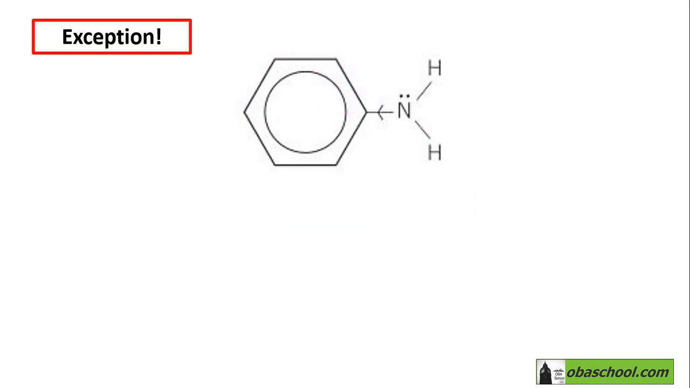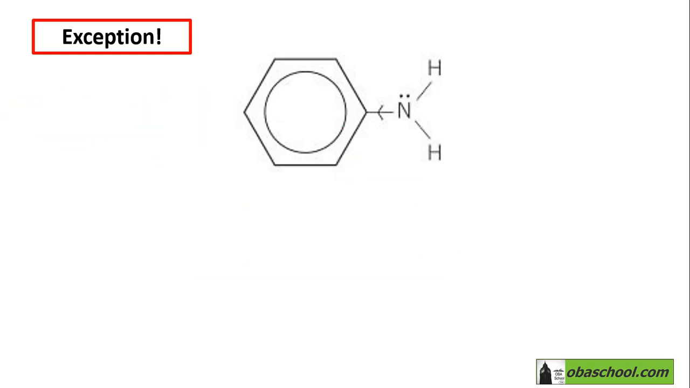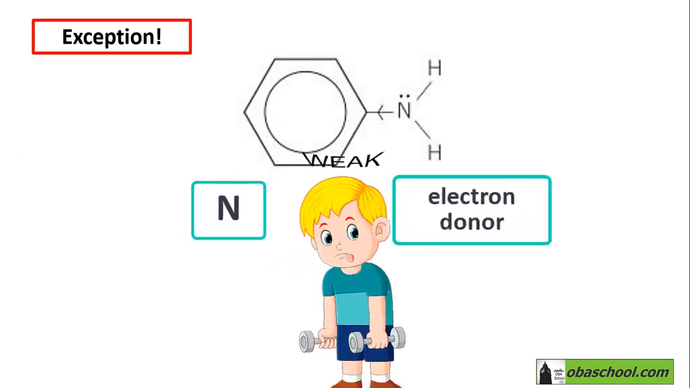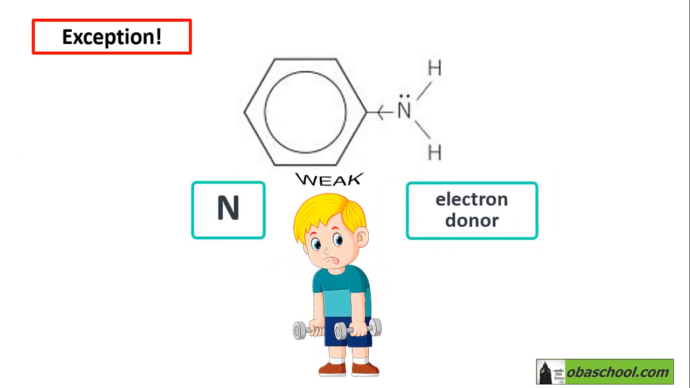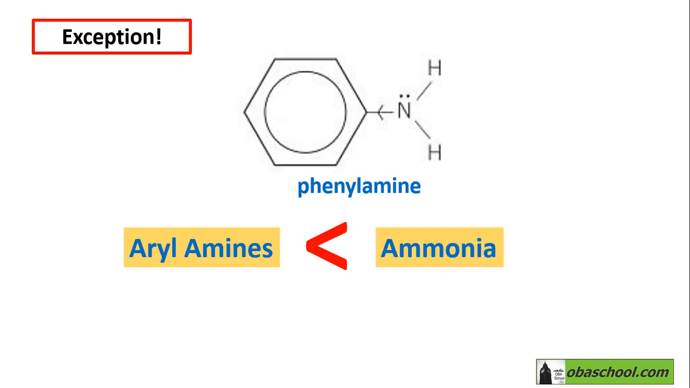Because the lone pair of electrons on the nitrogen overlaps with the delocalized system on the benzene ring, nitrogen is a weak electron pair donor now. Therefore, it is less attractive to protons. So aryl amines are weaker bases than ammonia.